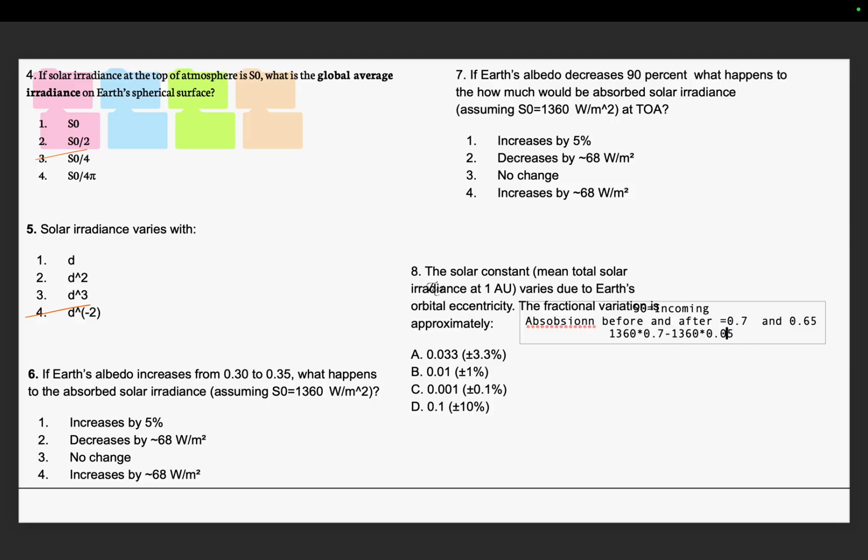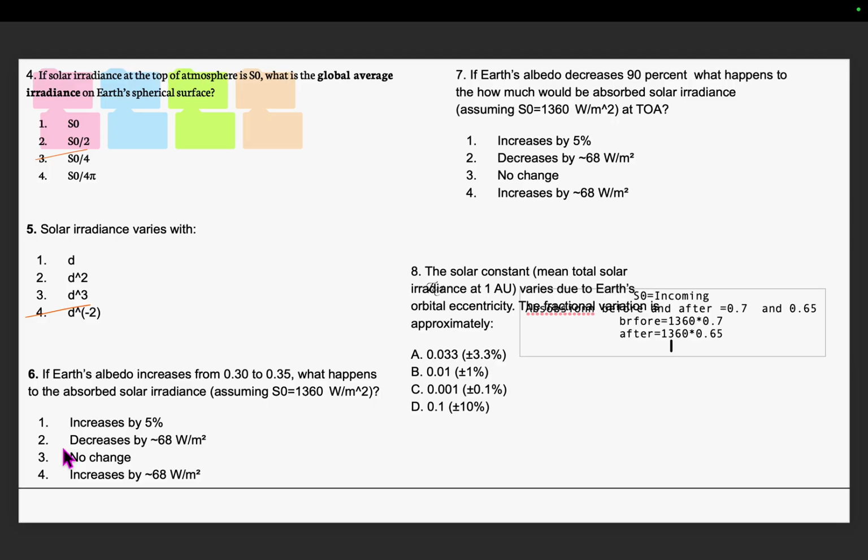So there will be a decrease by 1360 into, so before this was 1360 into 0.7. After this, it is 1360 into 0.5, 65. So this is 1360 into 0.05 factor decrease. That is, question, option 2 is correct.